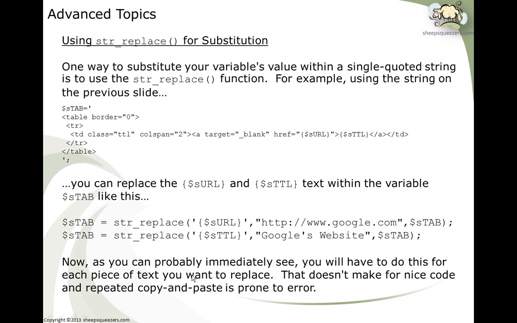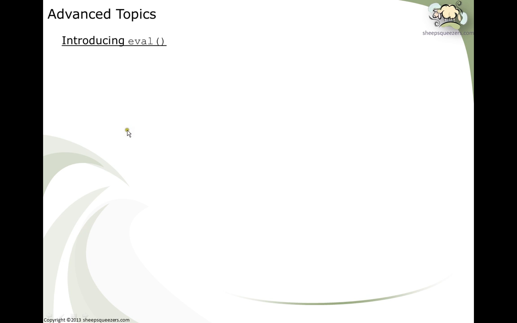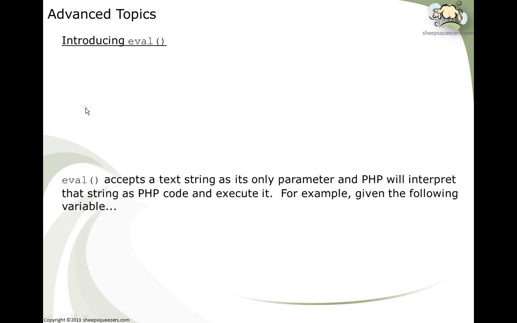Now, as you can probably immediately see, you will have to do this for every piece of code you want to replace. So if there are 10 things in here you want to replace, you've got to have 10 of these replace lines. That doesn't make for very nice code. Cutting and pasting of it, which you will do, and I do it too, you're prone to error. You're going to make a mistake. To me, it's just not professional code to have all these replaces repeated over and over and over again, especially when there might be a better way. So let's talk about the eval concept.